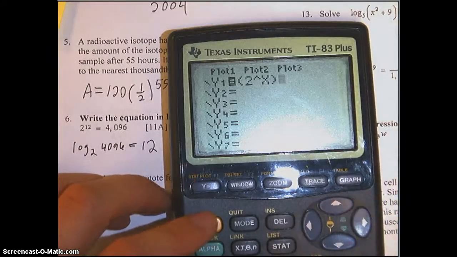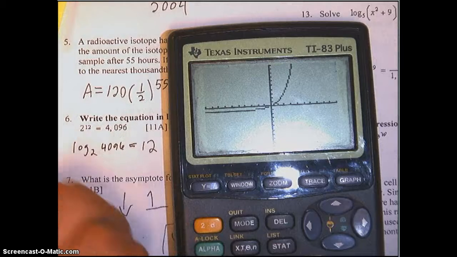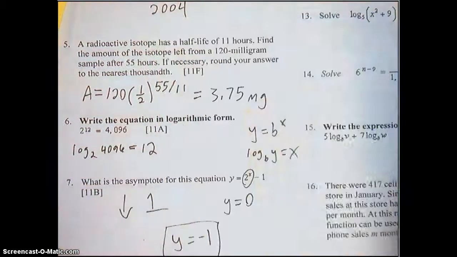It's kind of hard to see, but if you type the entire equation in and hit the graph button, you can see this thing is now approaching y equals negative 1 and never quite touches it. So that's the way I think about it.